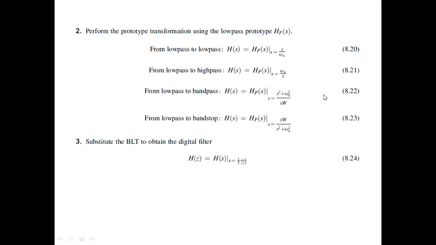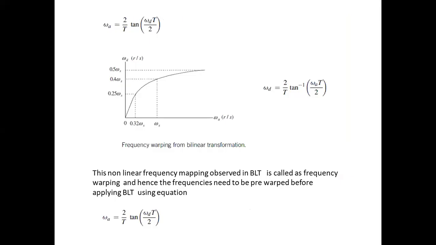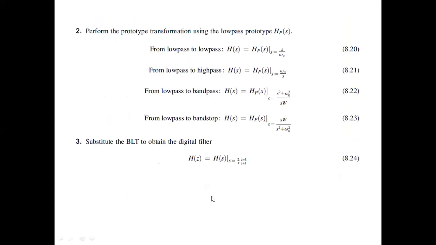What is the next step? The second step is to perform the transformation as usual, whether low pass, high pass, band pass, or band reject. Design the filter. Go ahead. Then at the end, simply replace S by (2/T)(z minus 1) divided by (z plus 1).